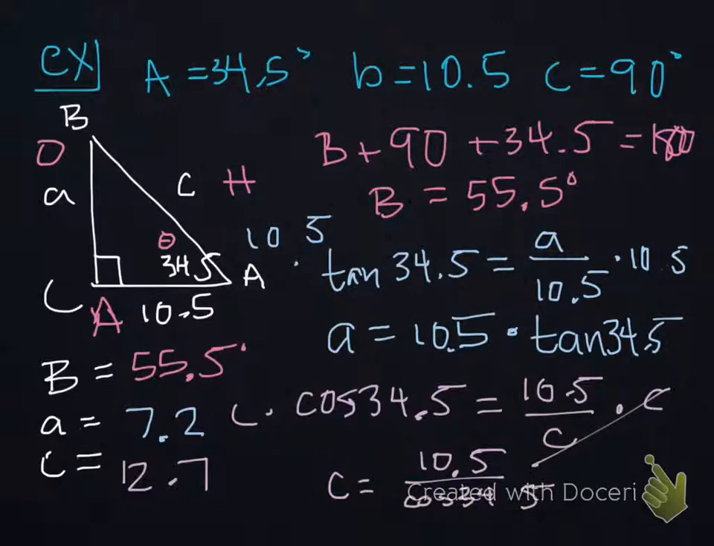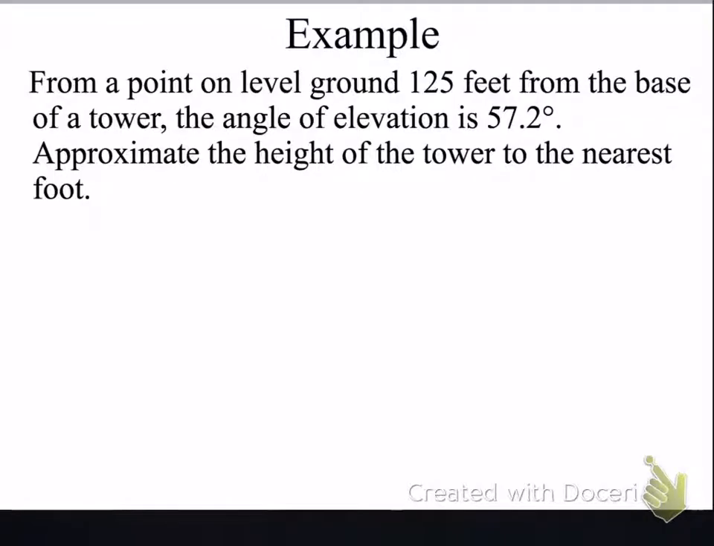So again, it's a lot of just SOHCAHTOA. So next example is going to be an application, again, a word problem. So if you need to, pause this screen so you can copy the entire problem down. So it says from a point on level ground 125 feet from the base of a tower, the angle of elevation is 57.2 degrees. Find the approximate height of the tower to the nearest foot.